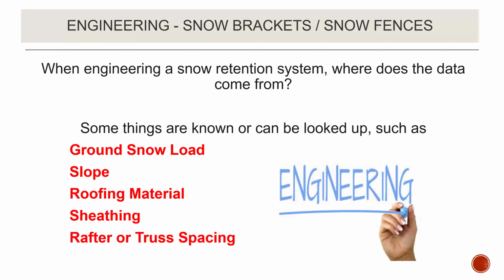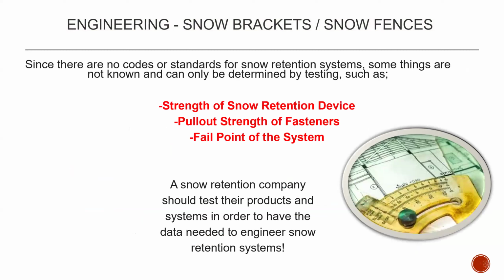I met with an architect in Durango, Colorado once, and she let me know that they allow their local roofers to engineer the snow retention system. Now, I can't speak for that roofer, whether they reach out to a manufacturer to get that information or not. But if they are not reaching out to a manufacturer, there's just some information that's going to be missing for them. They'll be able to search the ground snow load, the slope of the roof, the roofing material type, the sheathing type and thickness, and the rafter and truss spacing. But there's some information that's not able to be Googled and it's not available to them.